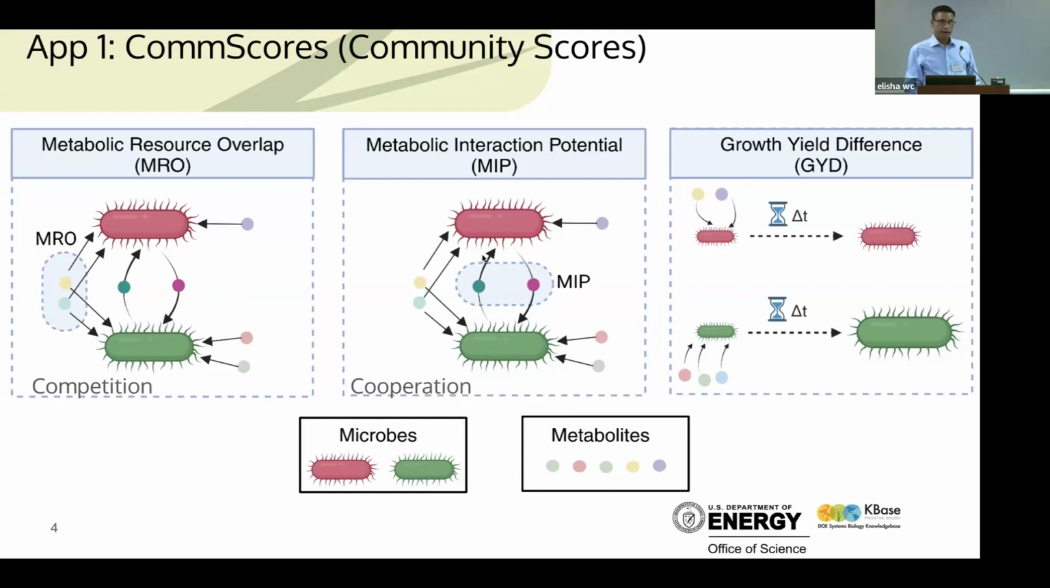Then metabolic interaction potential quantifies syntrophic exchanges. Basically it's where the metabolic product of one organism becomes the nutrient for another. And it's a measure of cooperation. And then the growth yield difference is basically the difference in growth yield between 2 microbes.